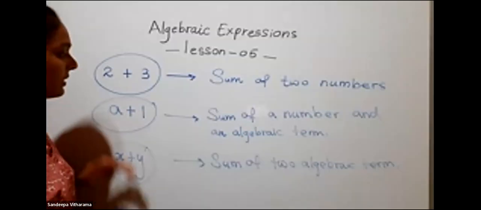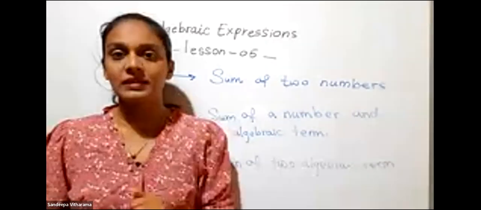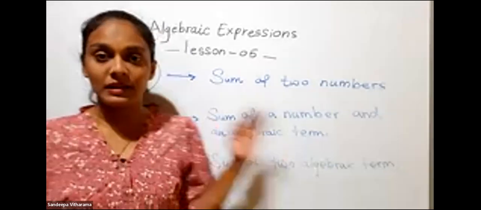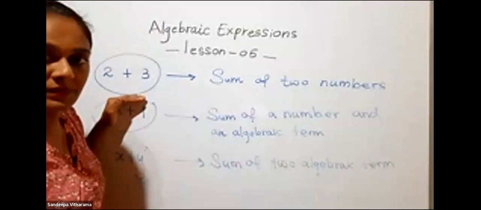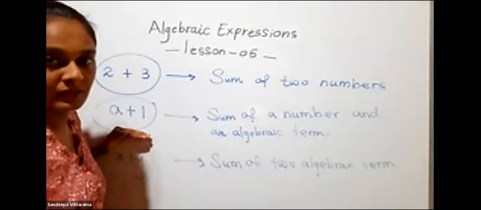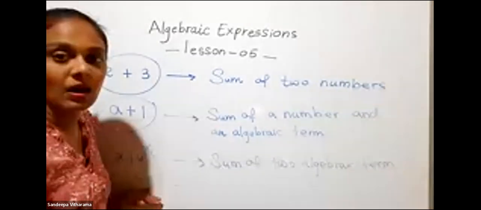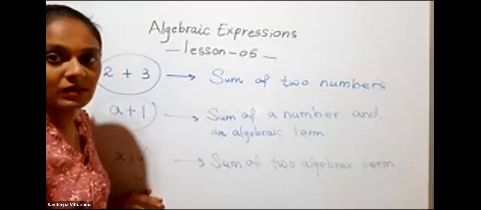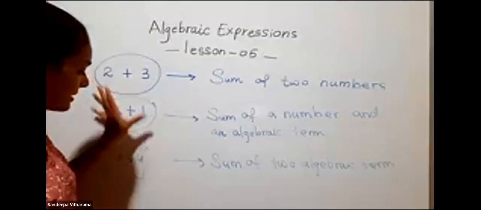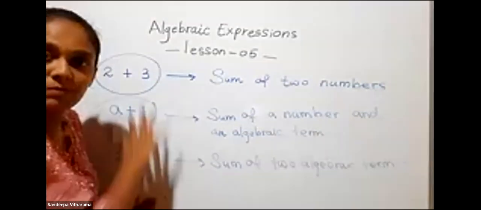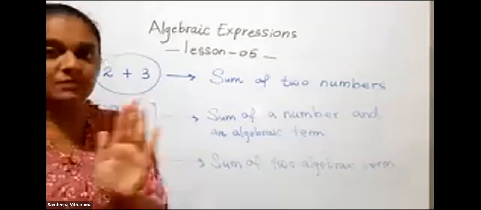Now when we consider this, what do we express by this? It is the sum. This is also a sum of an unknown term and a number. This is a sum of two unknown terms. We can call them algebraic terms instead of unknown terms. Then these are called expressions, because they express something.